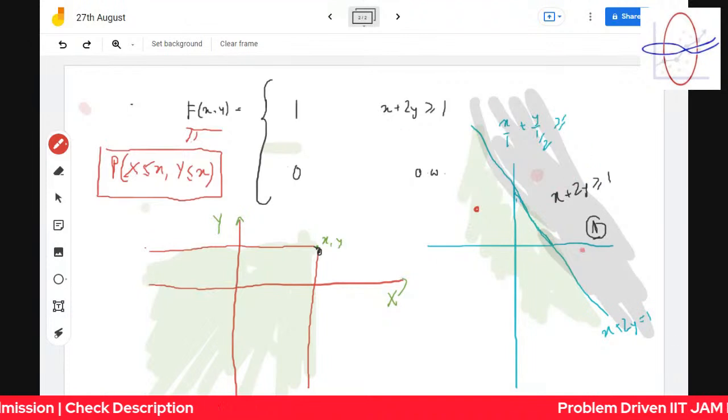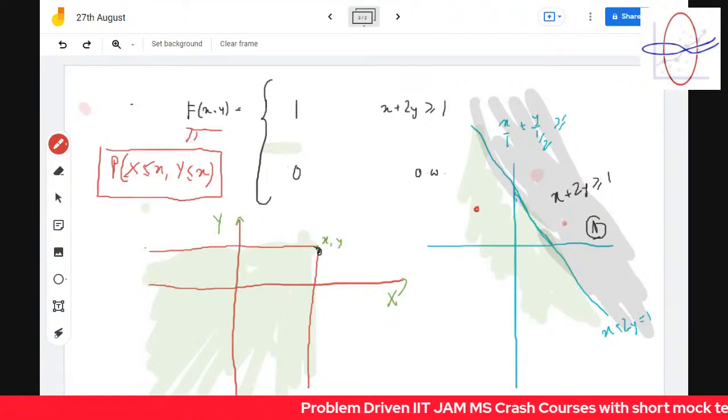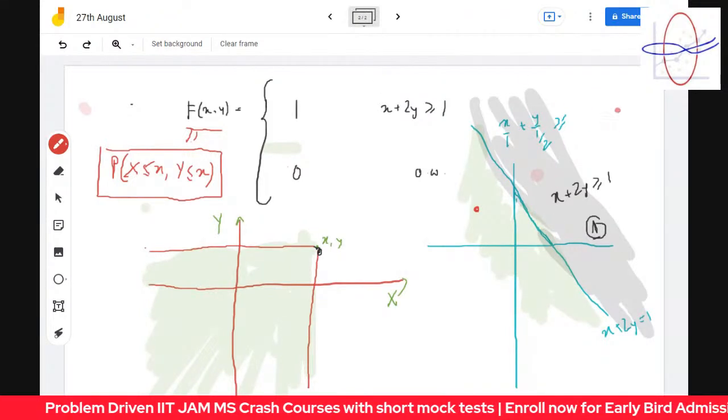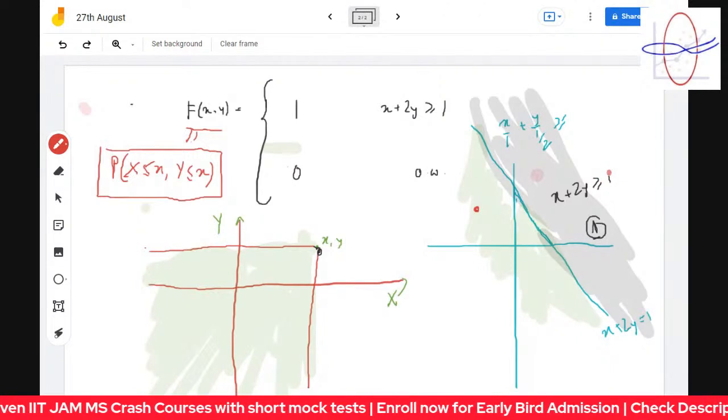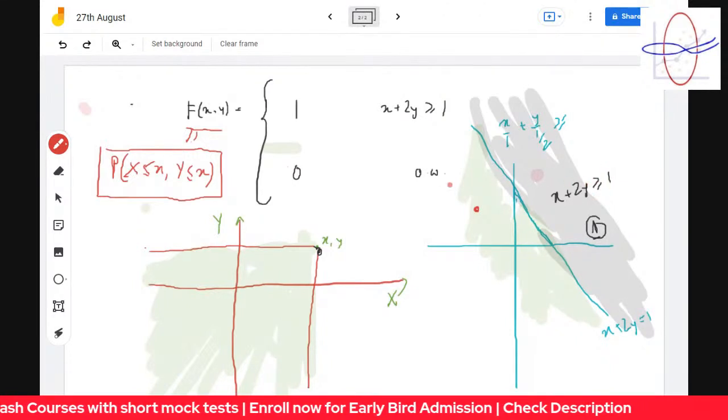So this region is x plus 2y greater than or equal to 1. How can you check that? If you don't remember, you just take a point, say infinity comma infinity. It must be either greater than or equal to 1 or less than 1. So it's greater than 1. That's the basic idea.